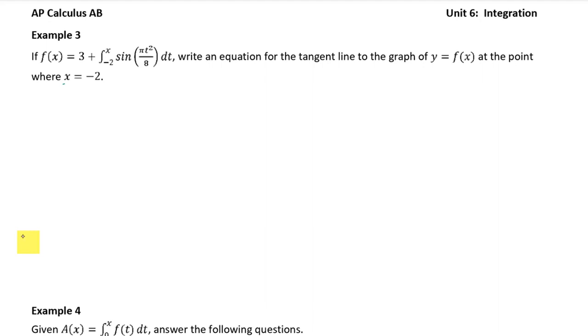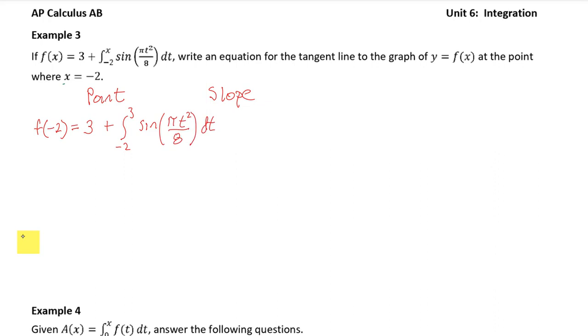Every time we do one of these, ladies and gentlemen, I talk about the fact that we need a point and we need a slope. I'm going to start with the point, just like I always do. I need to plug in -2 for x. I need f of -2. So if I plug in -2, that's going to be 3 plus the integral from -2 to 3 of sine of pi t squared over 8 dt.